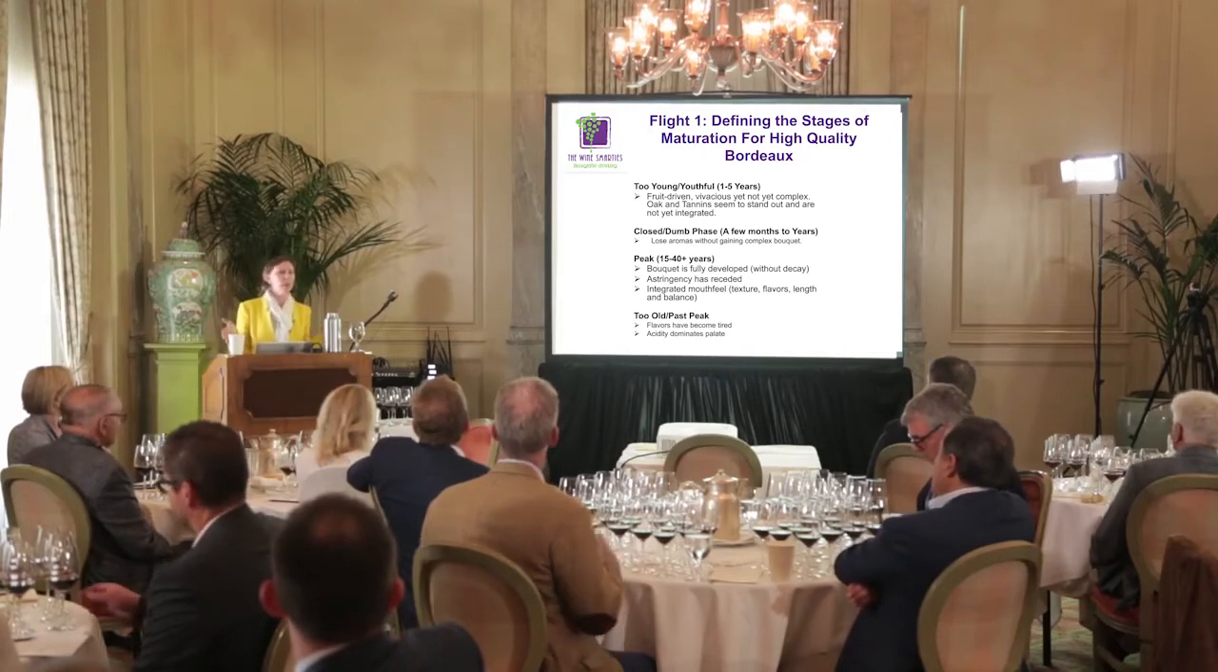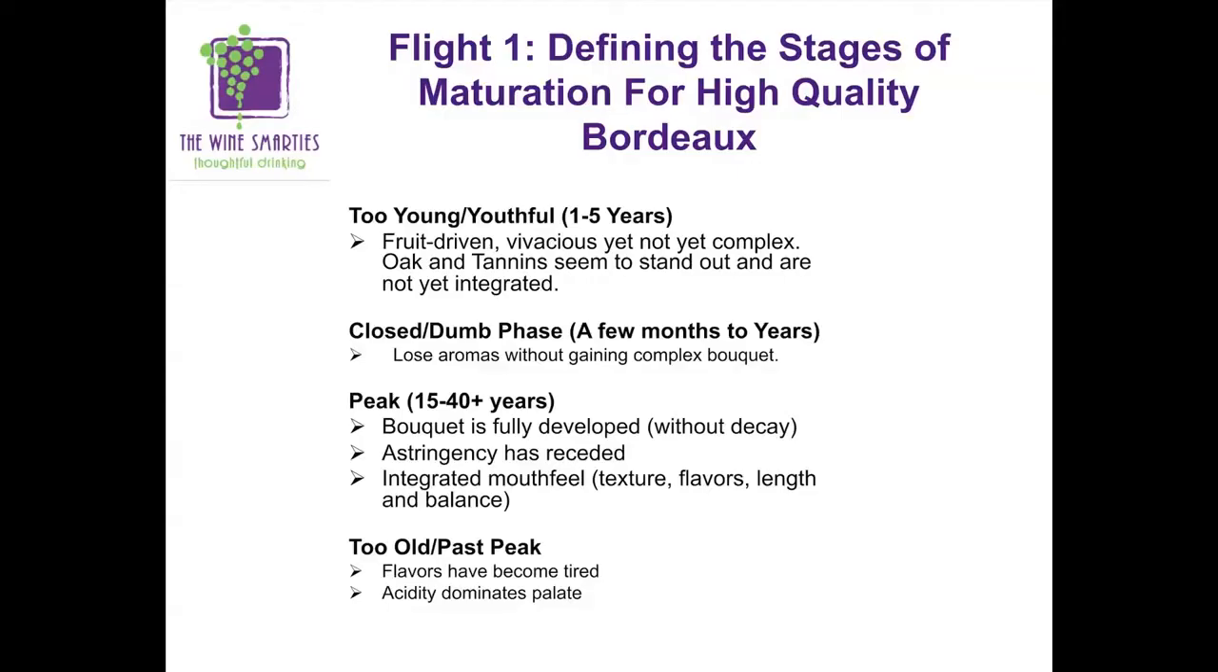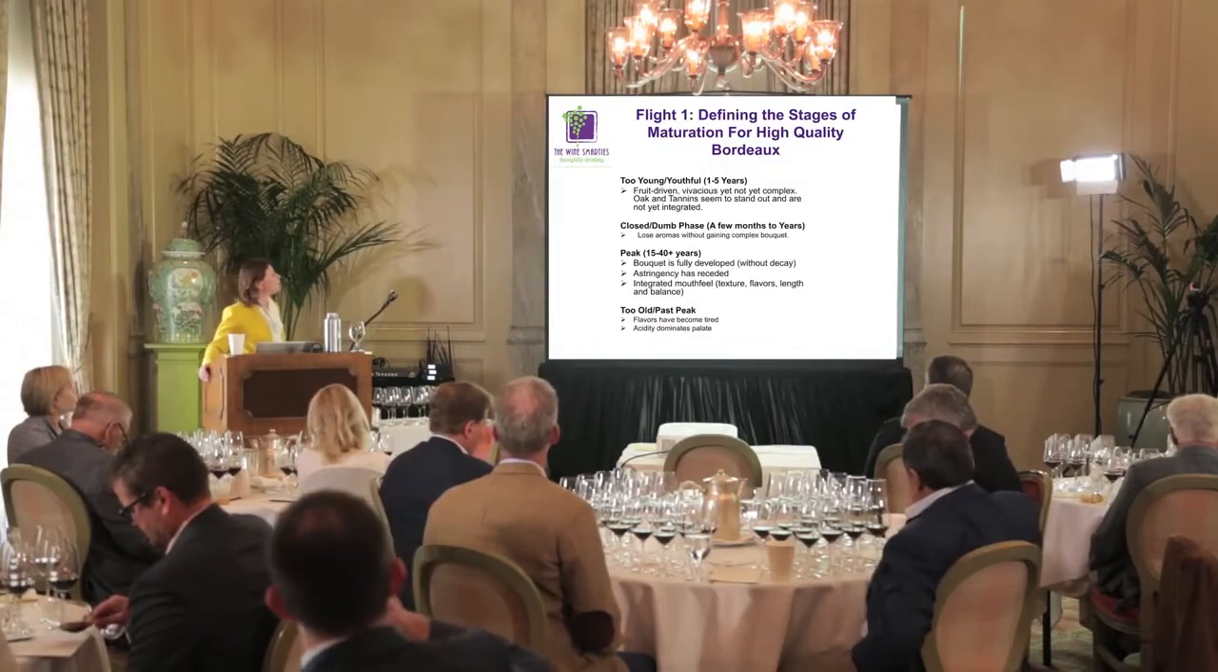This is an interesting period, a few months to years, and it really varies on the wine. You hear a lot of wines described as being in their teenage years, going through some growth changes, and that's what we're referring to. Awkwardness, yeah. Then peak, 15 to 40 years. It's hard to specify because vintages and quality all vary. So how can we define when a wine's at peak? The bouquet is fully developed without decay.